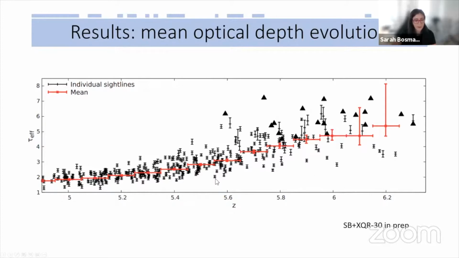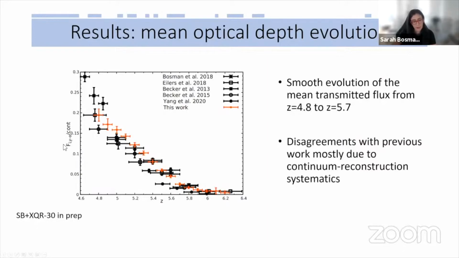The evolution of the mean flux is extremely smooth. This plot shows the evolution of the mean flux in flux space. Again, you can see it's extremely linear from redshift 4.9 to 5.6, as shown in red. We are in fairly good agreement with past literature samples, and we have been able to track down almost all of these disagreements to higher data quality and the removal of these continuum reconstruction systematics. So hopefully, a very nice relation for models to calibrate to.